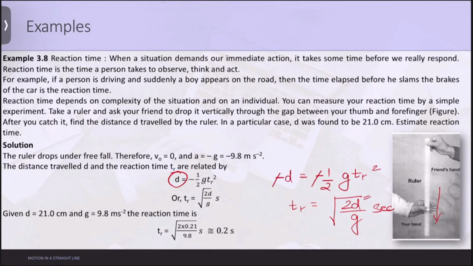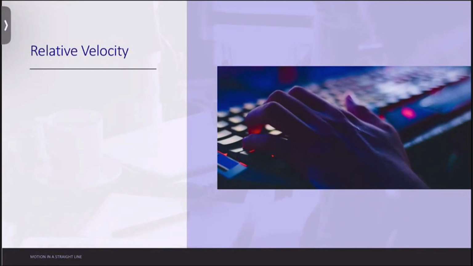seconds. And the value of d is 21 centimeters, so it will be 0.21 meters. The value of g is 9.8 meter per second square. And then you will get the reaction time as 0.2 seconds. Therefore, if the value of d which was calculated was 21 centimeters, then your reaction time is 0.2 seconds. So given d is 21 centimeters and g is 9.8 meter per second square, the reaction time t_r is equal to under root of 2 times 0.21 second upon 9.8, which is approximately equal to 0.2 seconds.